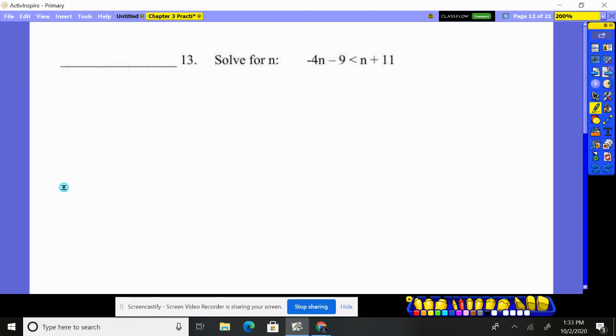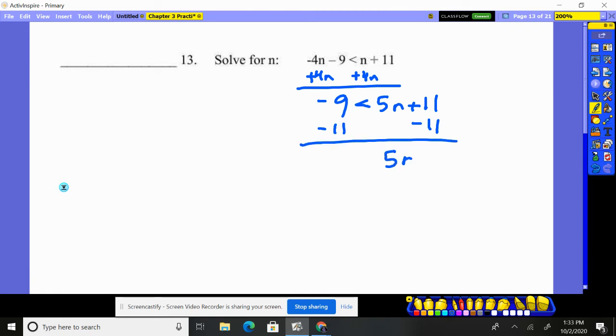All right, I'm going to move my smaller variable, which is 4n. Gives me negative 9 less than 5n plus 11. Now move my 11 over. Gives me 5n on this side. On this side, negative 20. Divide by 5, divide by 5. I was dividing by a positive number, so the inequality stays as it is, negative 4.